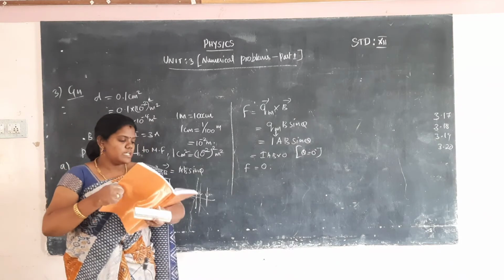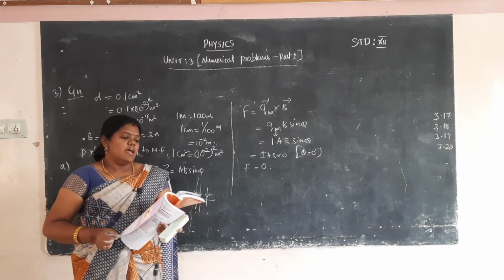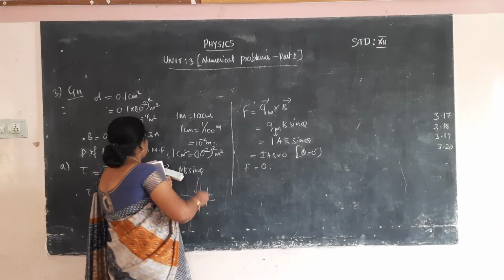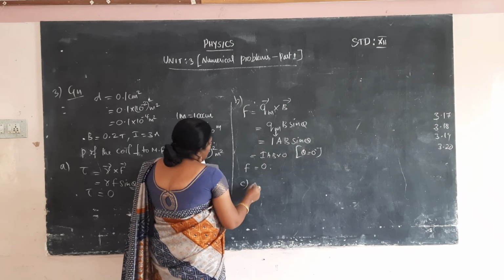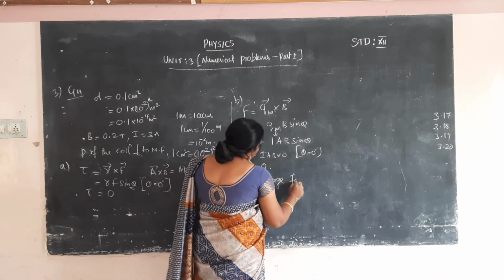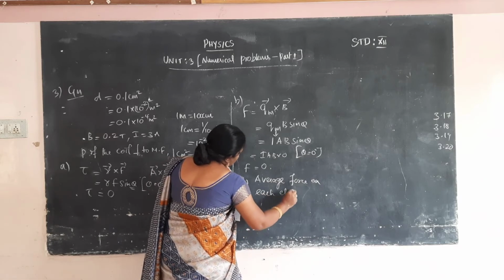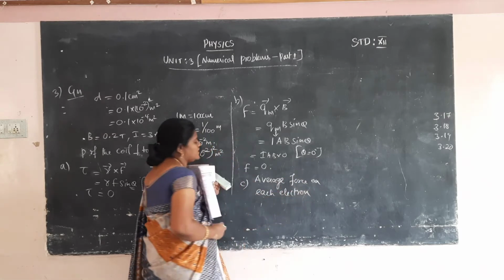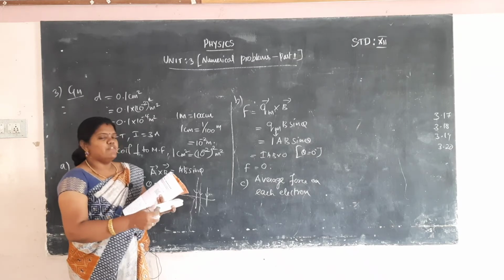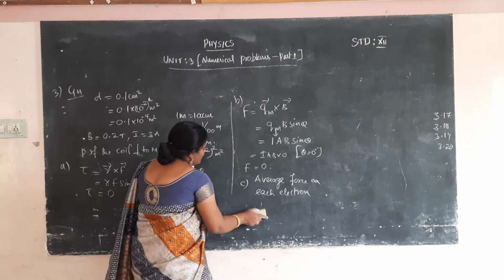Clear? And then the third one, the force acting on each electron. Average force on each electron in the coil. So in the third case, the average force acts on each electron. Each electron means the formula is again the same, F is equal to BIL.